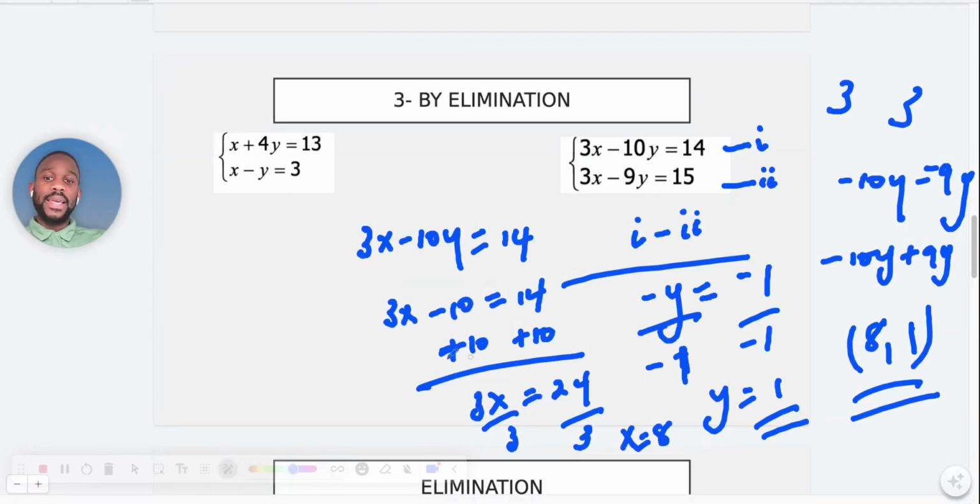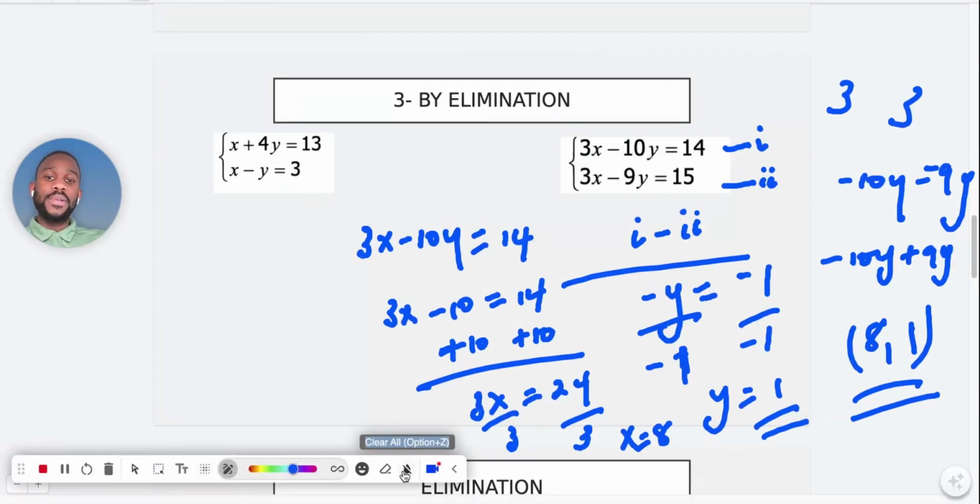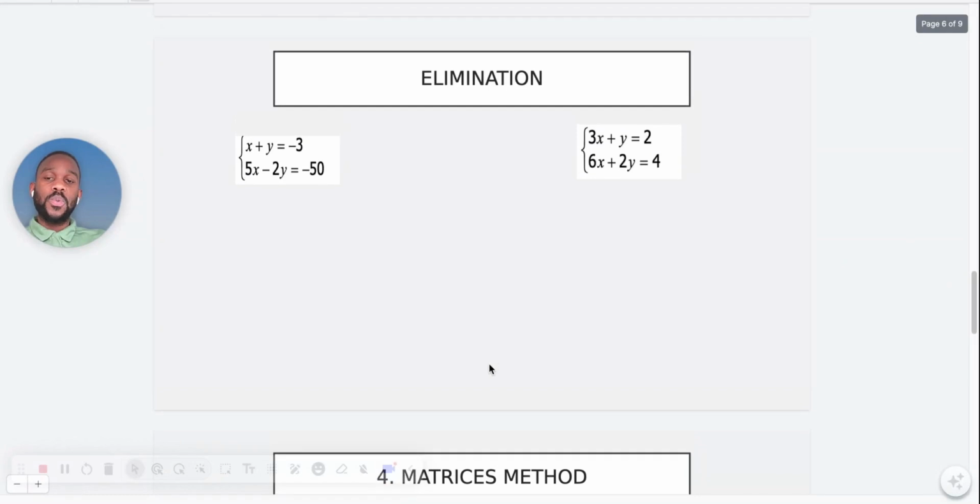And then finally, what if they give you a system of equations where we don't have the same coefficients, right? So look at this one. We want to use the elimination method. If you look at equation 1, the coefficient of x is 1. Here the coefficient is 5. The coefficient of y in equation 1 is 1. The coefficient of y in equation 2 is -2. So here we are going to first make sure the coefficient of whatever we want to eliminate are the same.